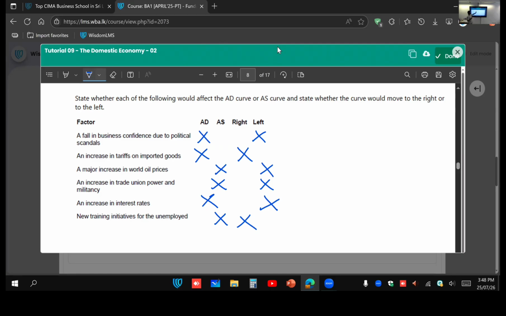What's happening? Whether it's linked to AD, which is aggregate demand, and then aggregate supply, whether that would lead to a rightward shift or whether that would lead to a leftward shift. You may note down, and if there's actually anything you can ask, but if not, I can't waste time explaining all this. Can I proceed? Okay.